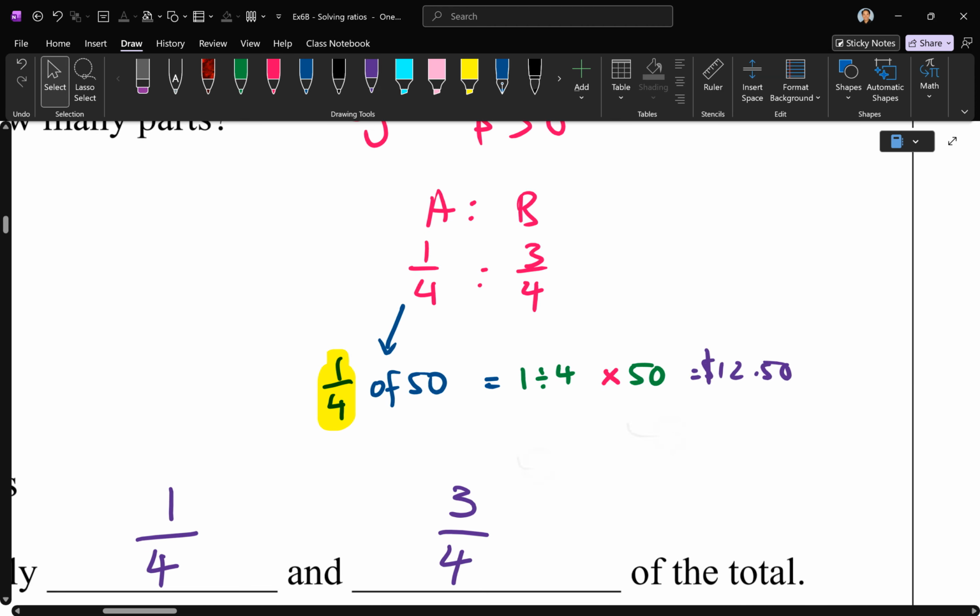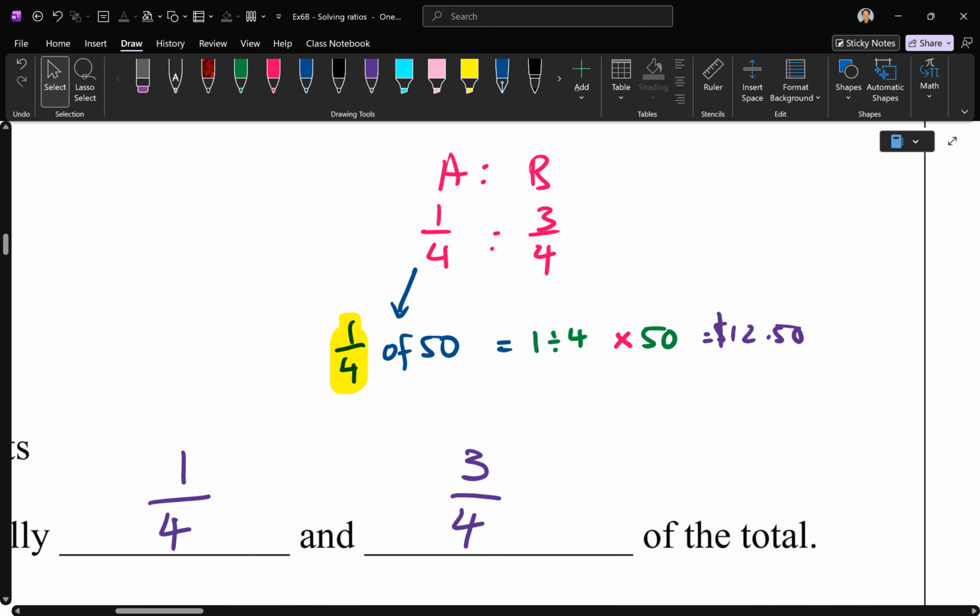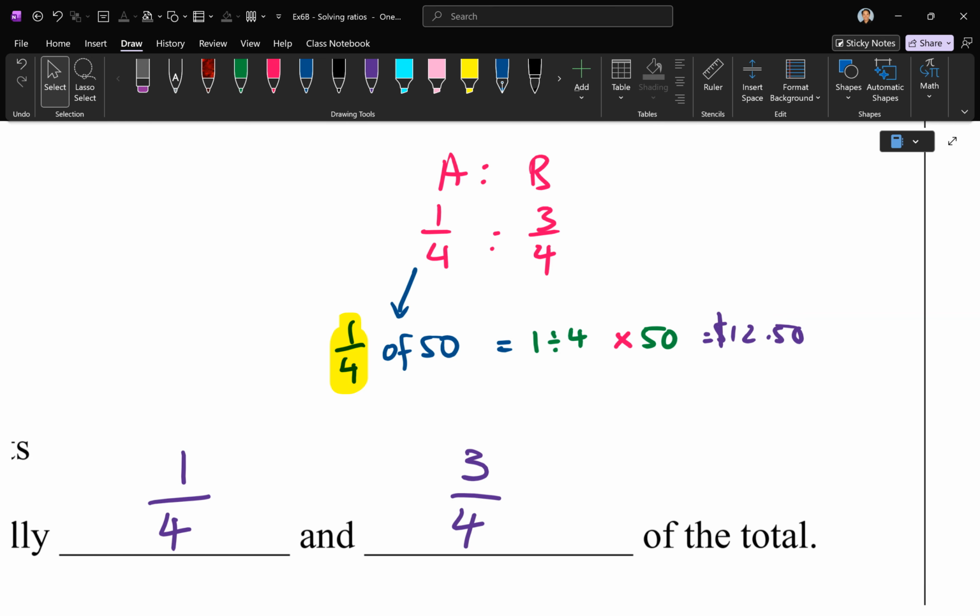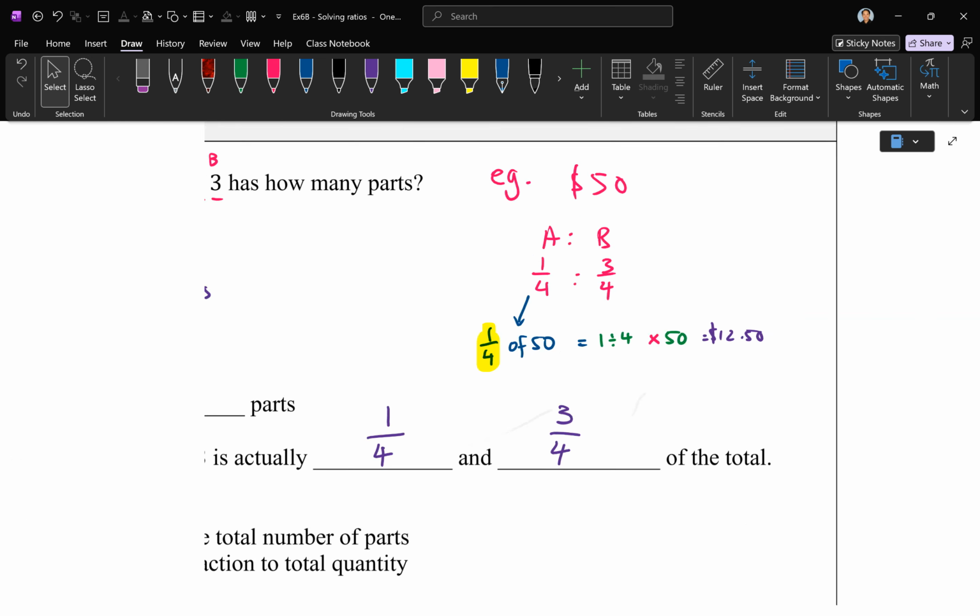All right, so today's skill is to be able to do that. The first part is interpreting and then getting your answer. That's what we're going to do. Okay? All right, let's do an example.